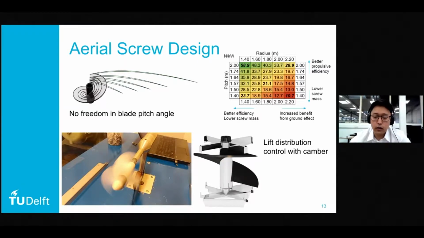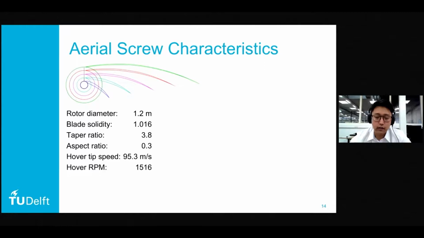Also, to help with flow reversal, we run at quite a high RPM. RPM in hover is about 1,500.